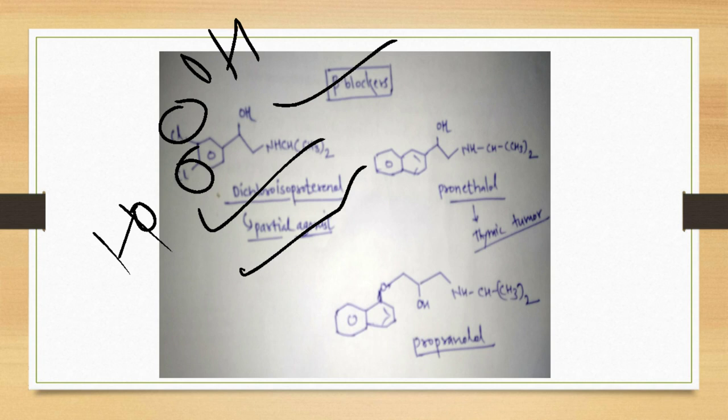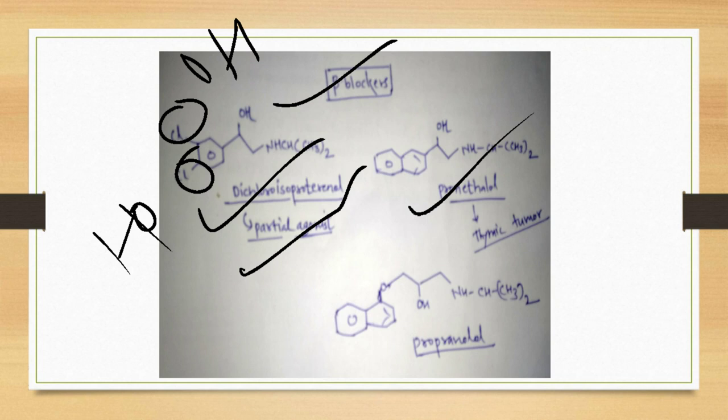So the next important drug in the beta antagonist generation was pronethalol. It has less sympathomimetic activity than dichloroisoproterenol, but during the clinical study it was found that it can produce thymic tumors in mice. So after observing this type of side effect, this beta antagonist pronethalol did not come to the market, or you can say it was withdrawn from the clinical trials, because it produces cancer, that is, thymic tumors.